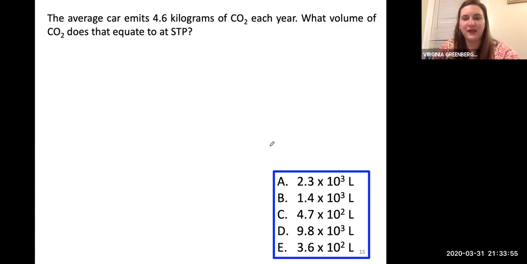Okay, so before we get into that, let's think about this car emitting CO2. Go ahead and take a minute and see if you can figure out what volume of gas would correspond to 4.6 kilograms of CO2 at standard temperature and pressure.